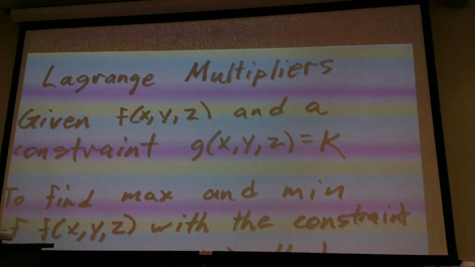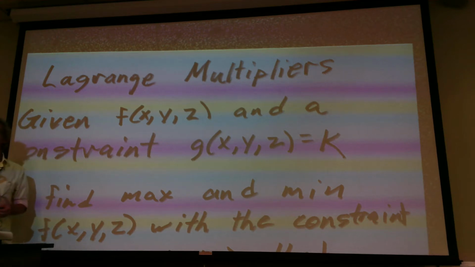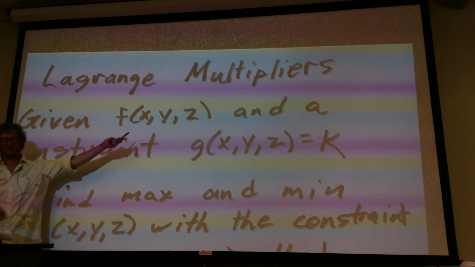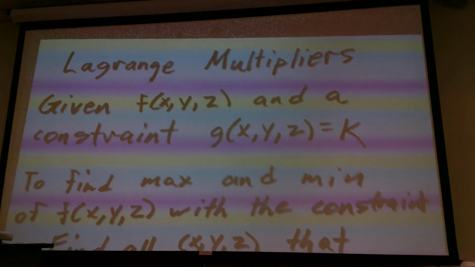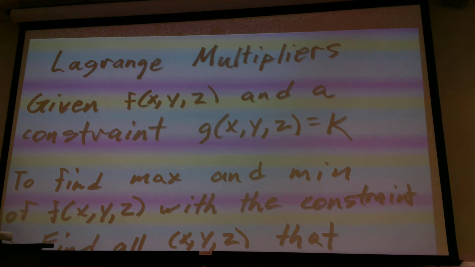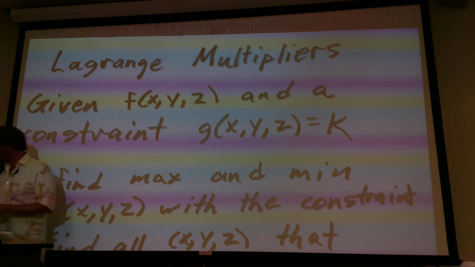So now we're going to talk about Lagrange multipliers. Instead of talking about critical points and setting their derivatives equal to 0 to find the maximum or the minimum, now we have a three-dimensional surface, f of x, y, z, and then we have a constraint, this g of x, y, z. So this is a surface intersecting basically another surface.